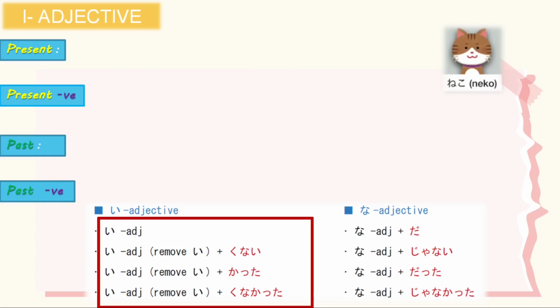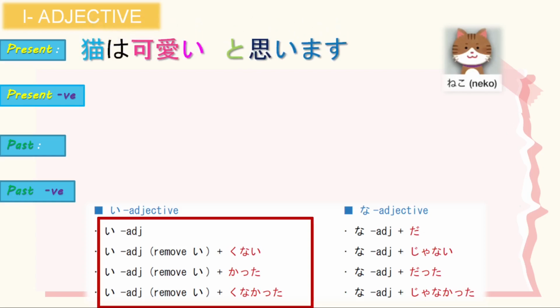If you want, you can pause the video and go to the revision one more time. Although I have to revise the same conjugation hundreds of times, so I'm assuming that you know how to conjugate it. Anyways, if you don't, just look at the chart below. Present, you don't have to add anything to it. Present negative, remove e, add kunai. Past, you just add katta. Past negative, you add kunakatta.